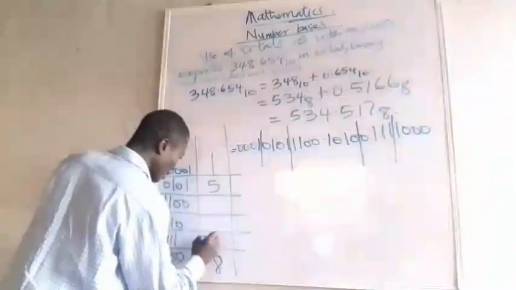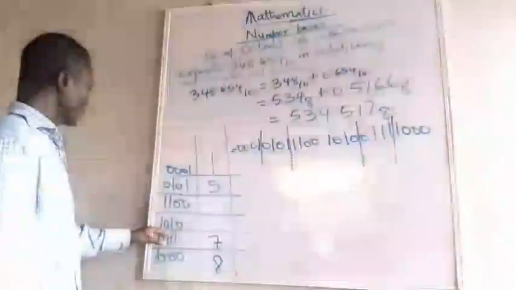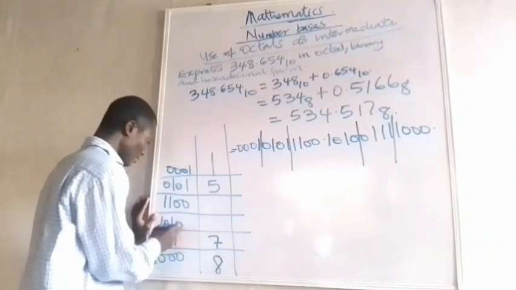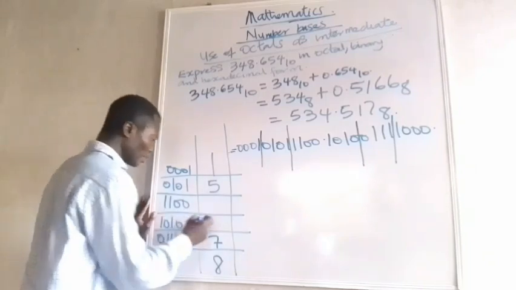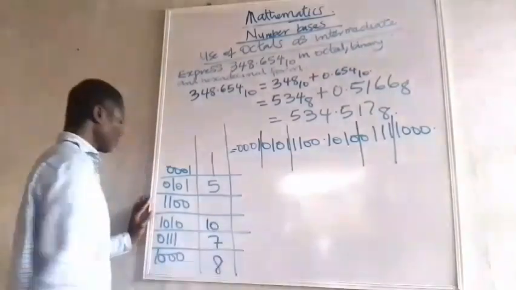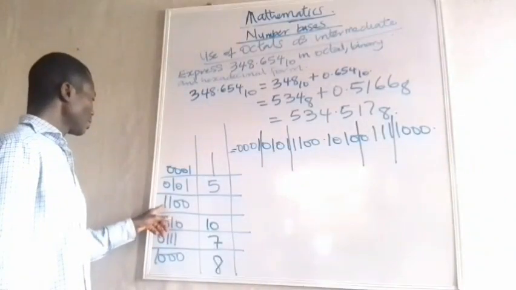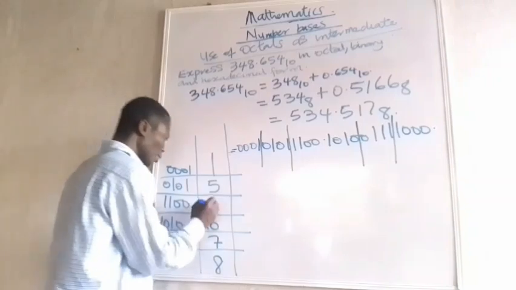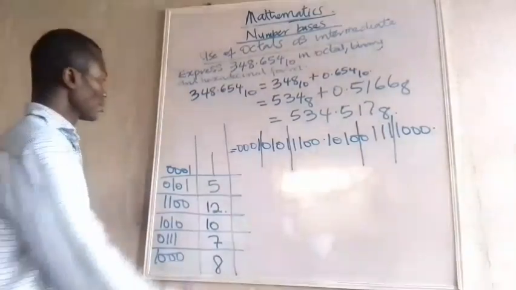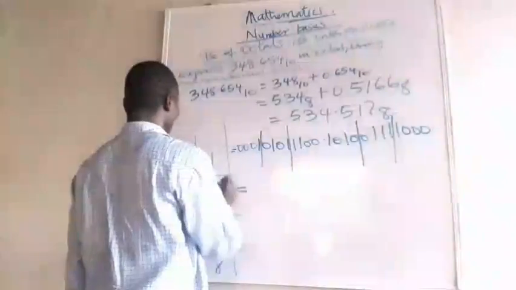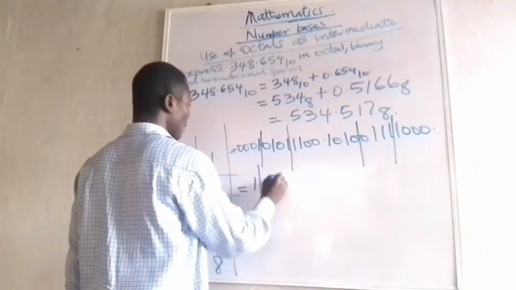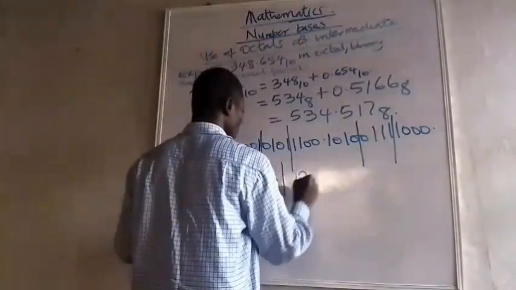This one is 7 here. This one is 1010. This one is 10, because 1000 is 8 plus 2. That's 10. This one is 1100. That is 8 plus 4. So this is 12. So, that will be 1, 5, 12.